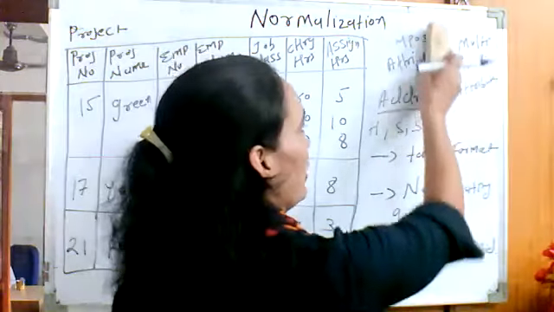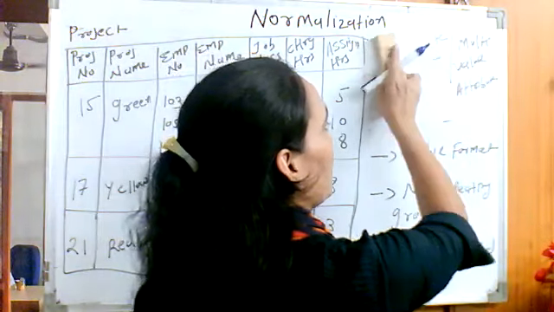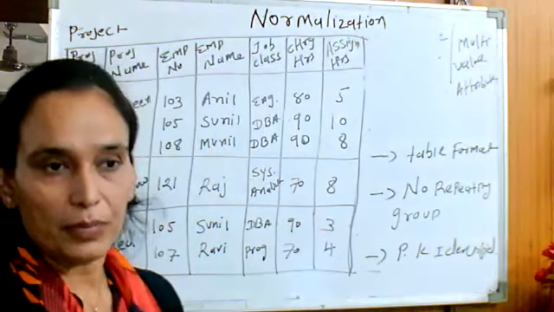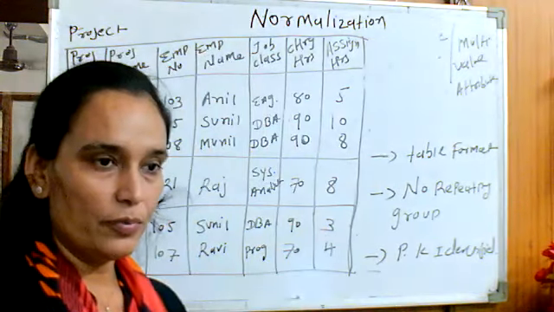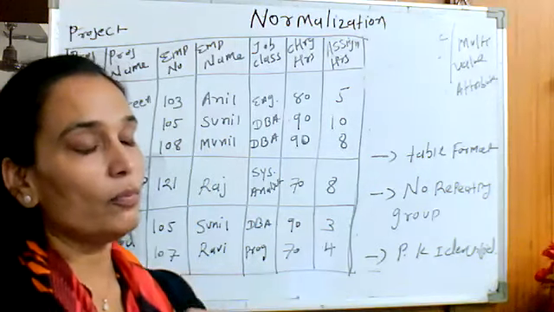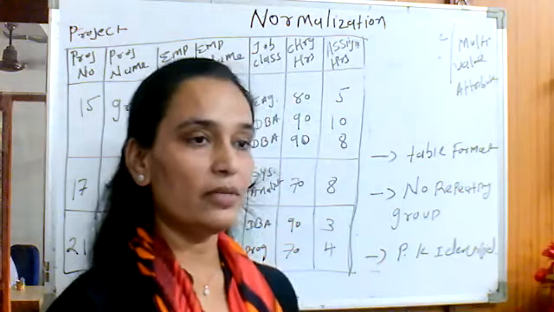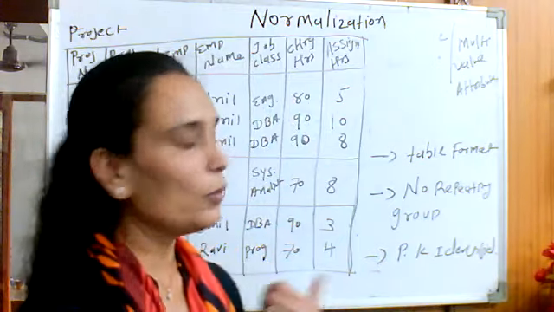What is a multi-value attribute? A multi-value attribute means, for example, my mobile number is a multi-value attribute. Why? Because I have one or more than one mobile number. So there should not be any multi-value attribute in first normal form.